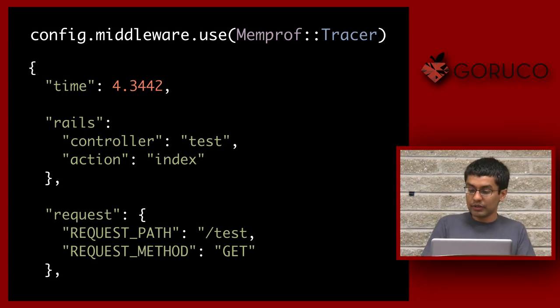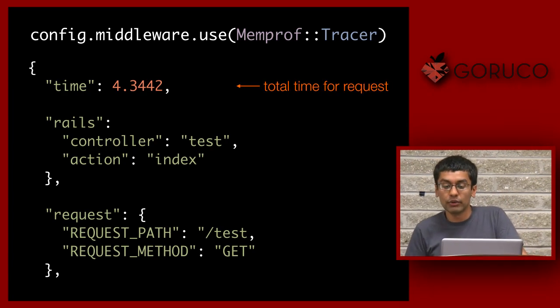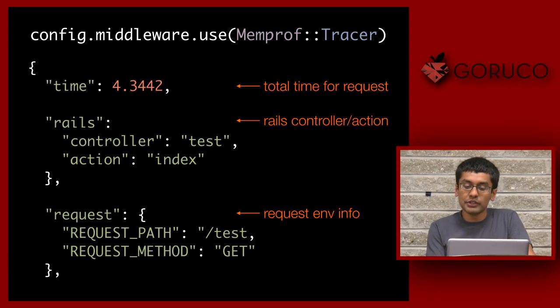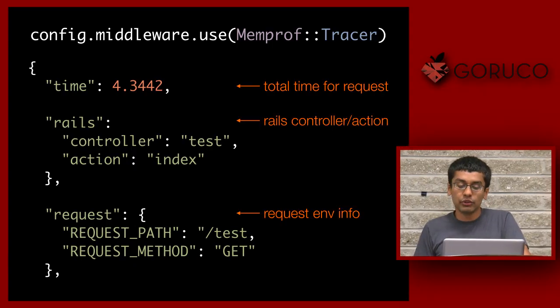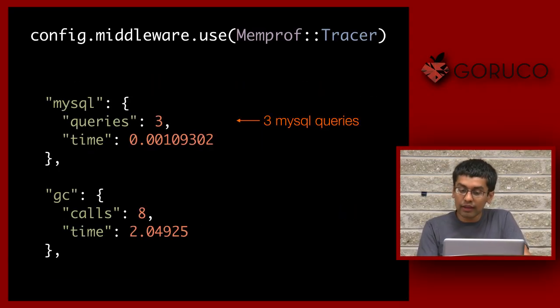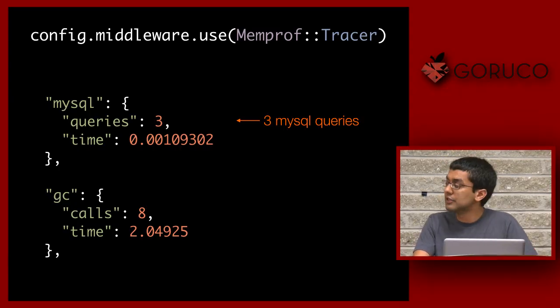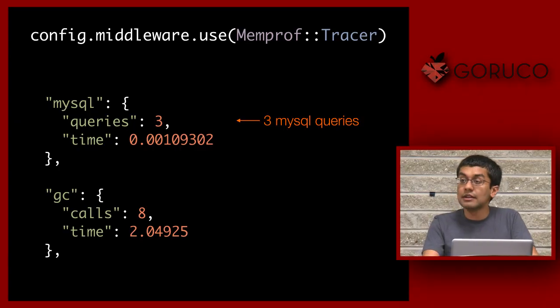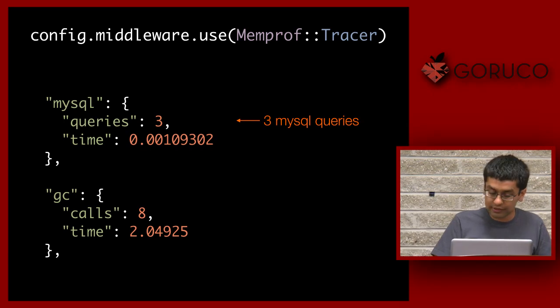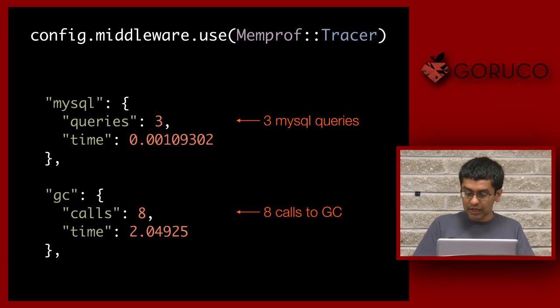The information that we're currently recording is the total time for the request, and a bunch of basic information about what Rails controller and action, and what the requests look like. Then we hook into, using the same techniques that we use to hook into the Ruby VM, a bunch of common libraries. One of those libraries is MySQL, for instance. At a C level with really low overhead, we're able to track both the number of queries and the time spent executing MySQL queries, which is kind of interesting.